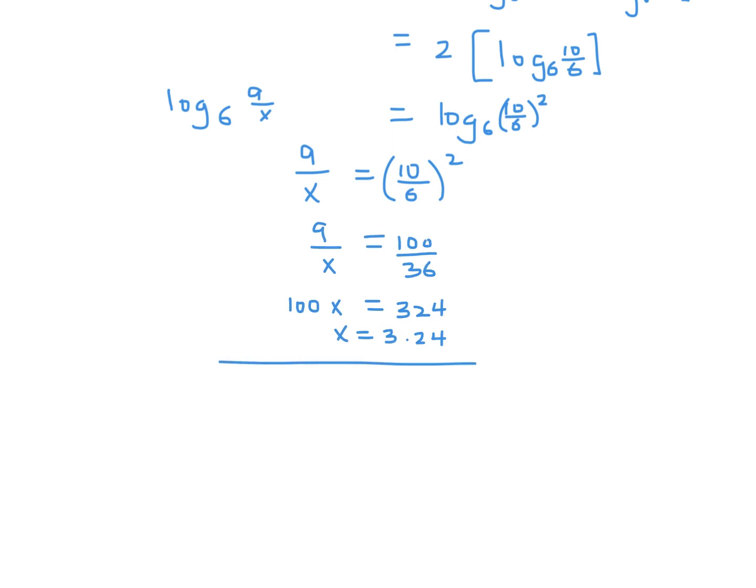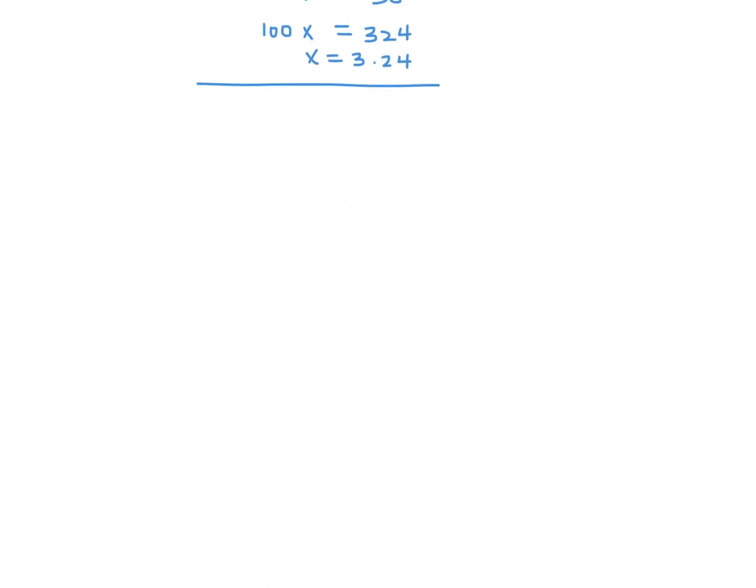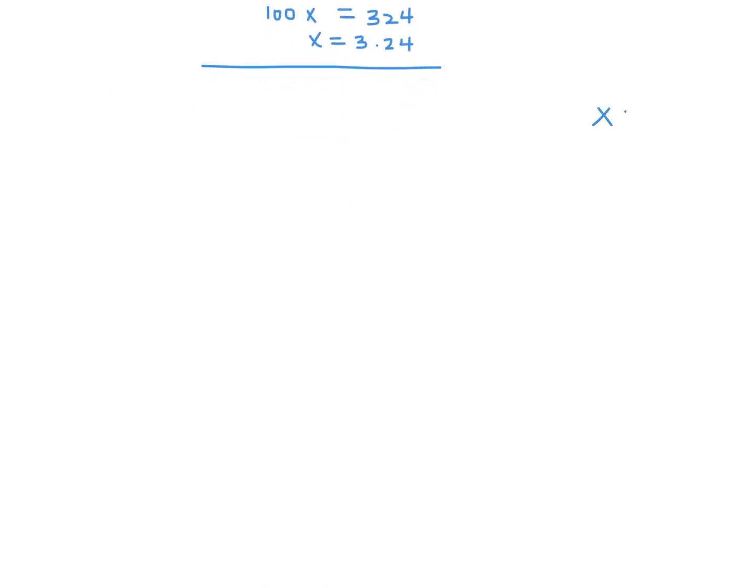Now our next scenario is pretty much identical to what I just did. The only thing is now we have to look at the scenario when x is greater than 9. So if x is greater than 9, then it's pretty much the same. It's just reversed. Now it's log x to the base 6 minus log 9 to the base 6. And that is equal to what we had before, which is the log.